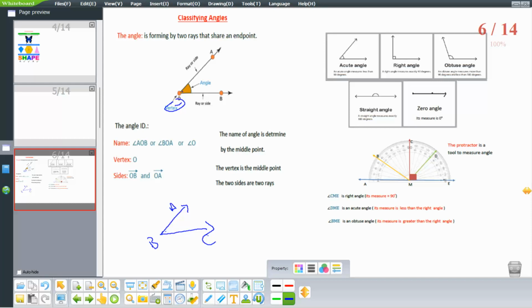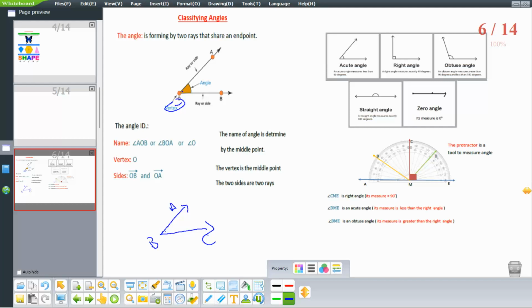After the right angle, we have the obtuse angle. An obtuse angle has a measure greater than the right angle, greater than 90 and less than 180. So between 90 and 180, we have the obtuse angle. Then we have the straight angle. Its measure is fixed, equal to 180 degrees.